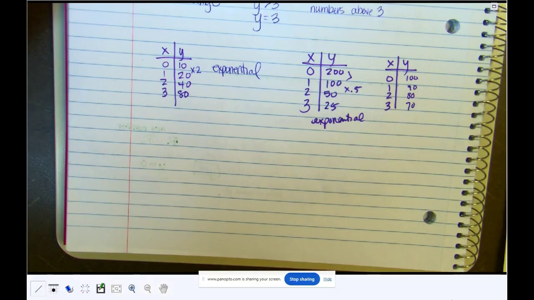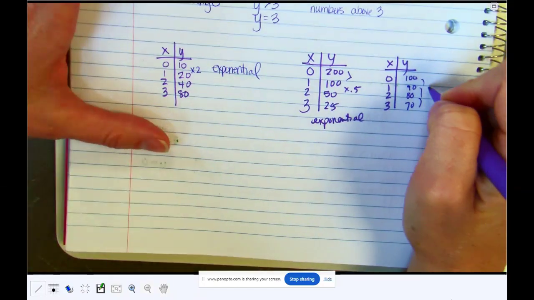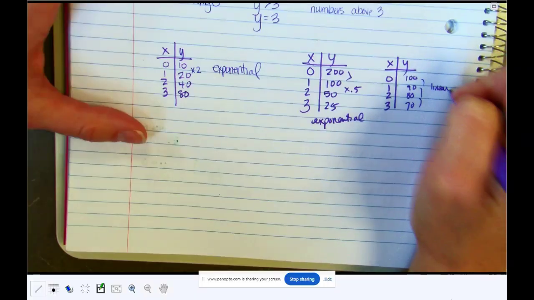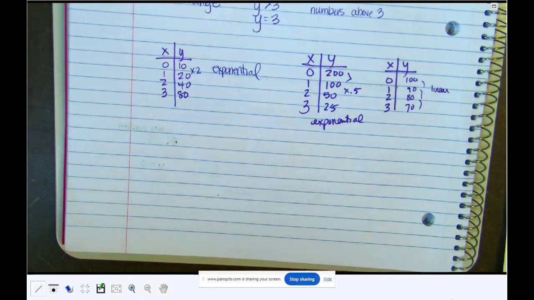Linear, exponential, neither. This is linear. Why is it linear? We subtract 10 every time. So we talked about this, that if you add or subtract the same amount every time, this is linear. If you multiply by the same amount every time, it's exponential.